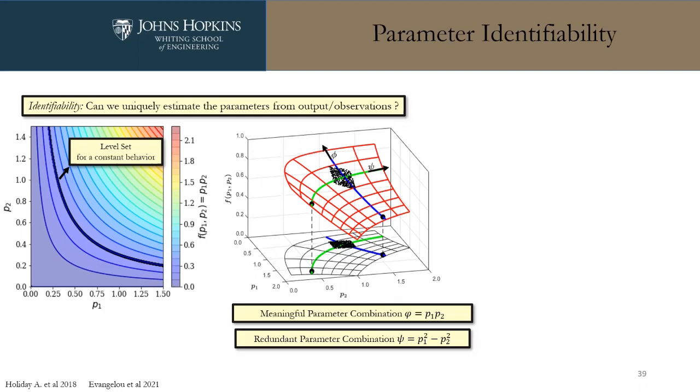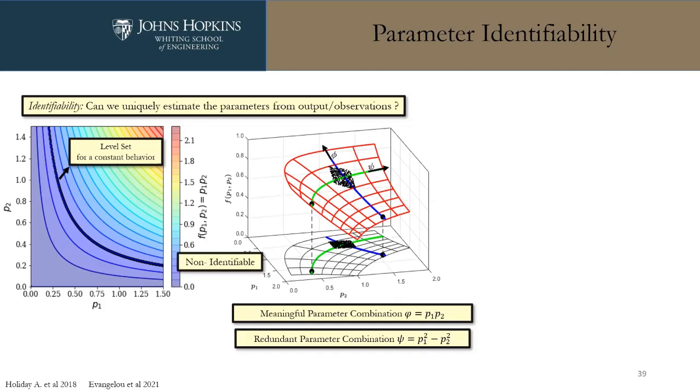I'd like you to think of a problem in which we have two inputs, P1 and P2. And what we are interested in is a variable x, a function of P1 and P2, and in particular, the product P1 times P2. Well, if we are interested in the product P1 times P2, then there exist entire level sets that have the same output, and therefore the parameters are non-identifiable. From data, you cannot tell what is P1 and what is P2. You can only tell the product. How do we do that in a data-driven way?